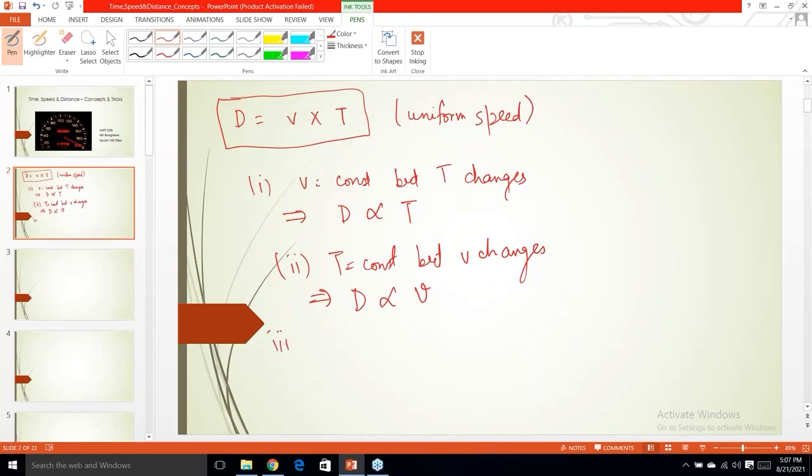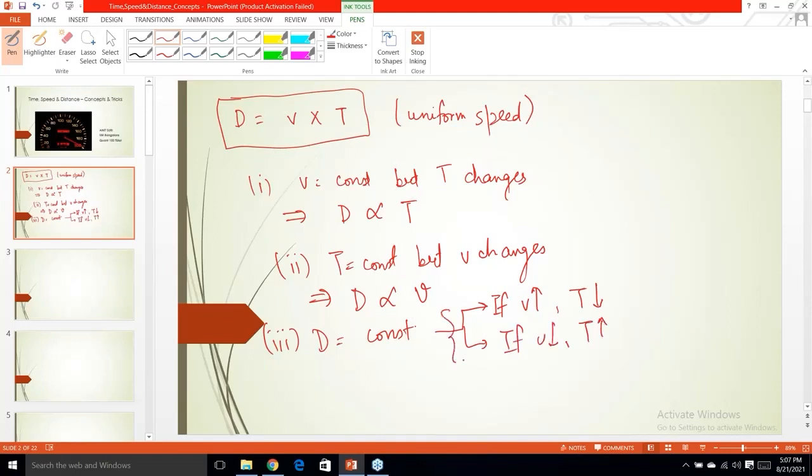The third important thing, which is very, very important sometimes, is what happens if distance is constant. Two things happen, but you can club them into one. If V increases, then time will decrease. If V decreases, then time will increase. If you club these two things, it basically means that speed is inversely proportional to time, right? Do you have any doubts in these three things?